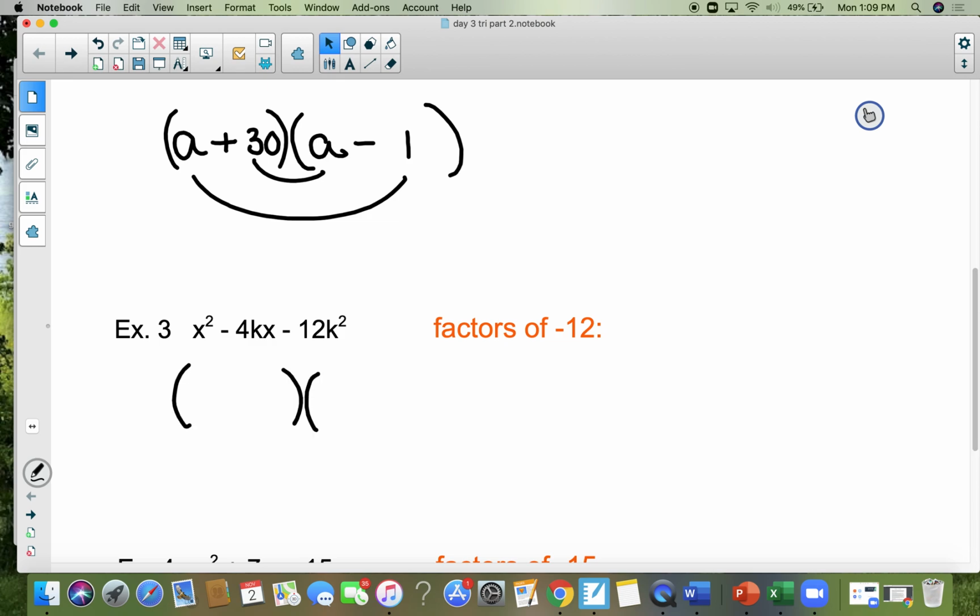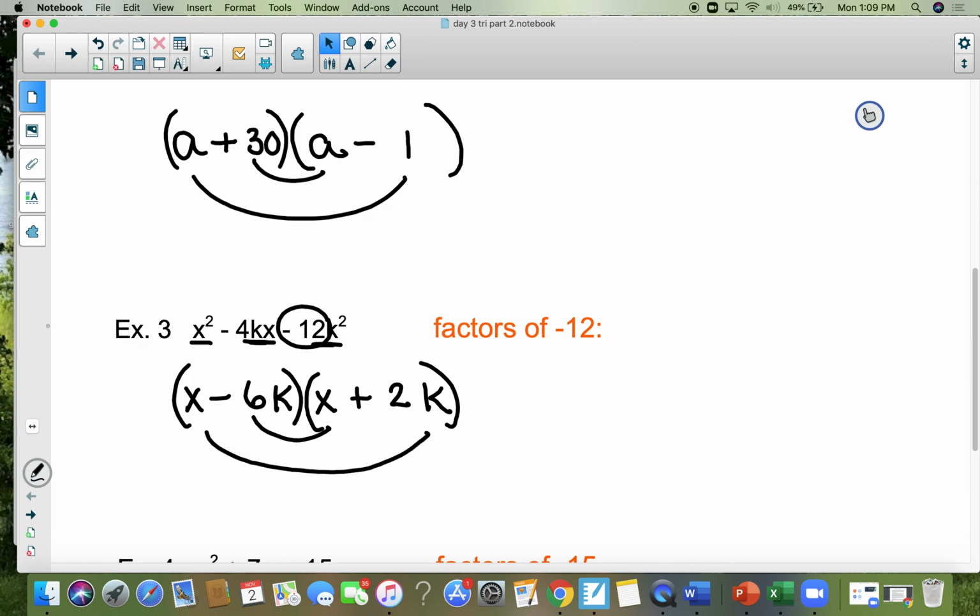This one, we know we need an x, and we know we need an x, and we know we also need a k now, because we have 2 letters in this problem. Factors of a -12 are a -6 and a +2. That'll give us a -4kx, so I did it right.